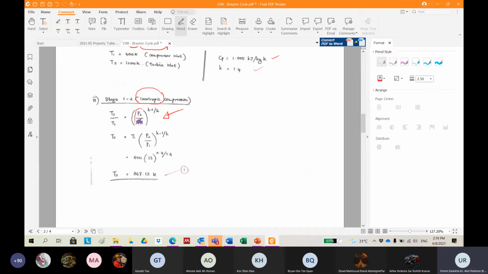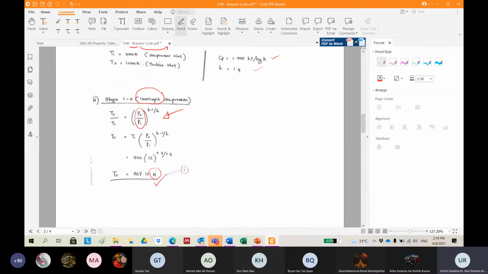Remember, before this you were using V1 over V2 for the Otto and Diesel. That is a different relation. That one is the T and V relationship, the isentropic relation. This one you have T and P. These formulas are all available in the slide. If you cannot find them in the slide, you can find them in the solution. So you get this and then you substitute, you get this value.